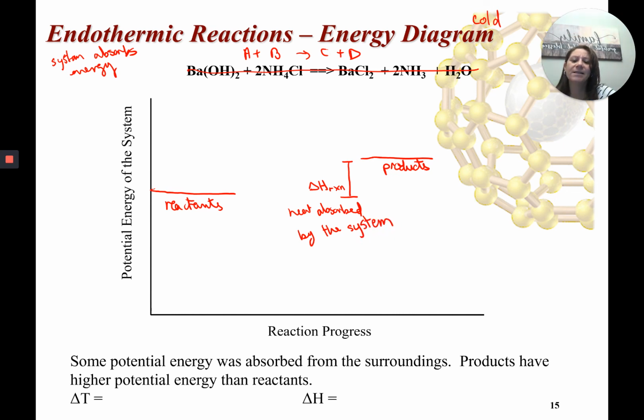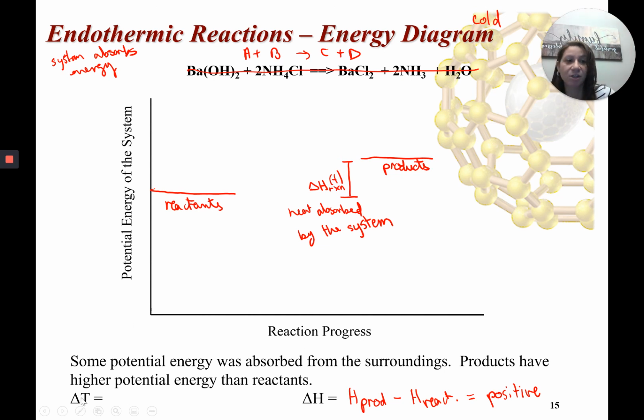So let's look at the sign of the delta H. So we're going to do products minus reactants, final minus initial. So the products are right here, the reactants are right here. We're going to do products minus reactants. So high number minus smaller number, that's going to be a positive value. So if you're given a delta H and the value is positive, that tells you that it's an endothermic process.